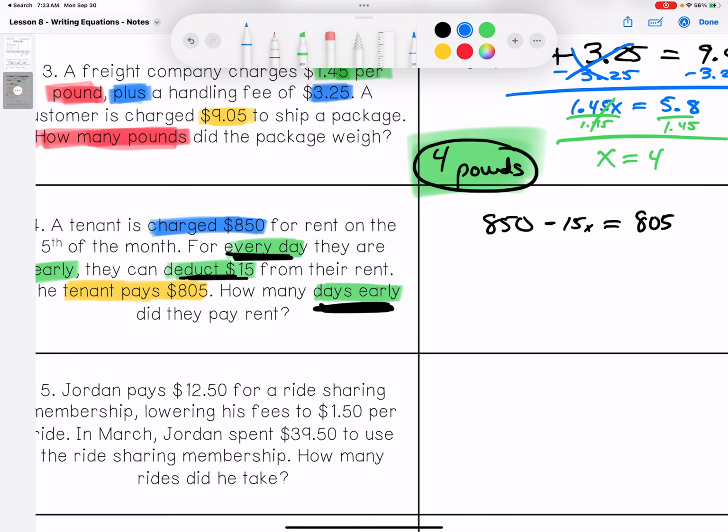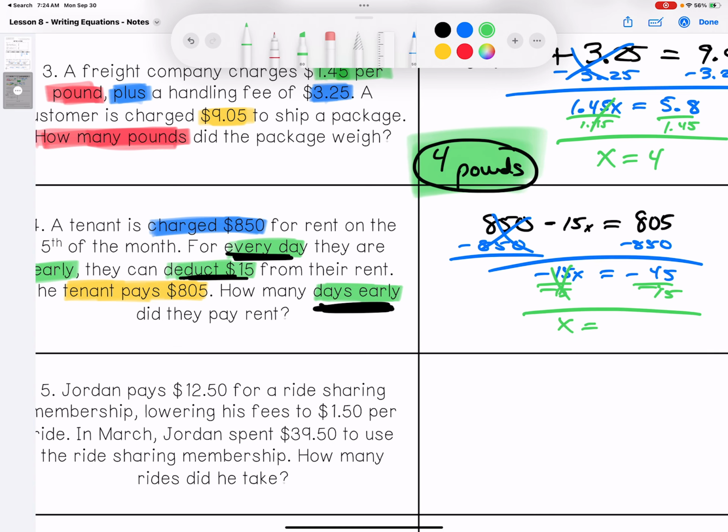So now we're going to do the math. Undo the subtraction or addition first. Those go away. I'm left with negative 15x equals negative 45. The next step is to divide by negative 15, because you have to undo that multiplication. Those go away. I'm left with x equals 3. Three days is the answer.